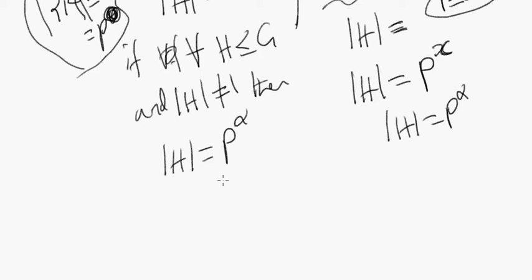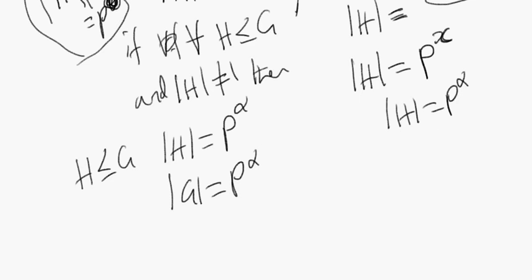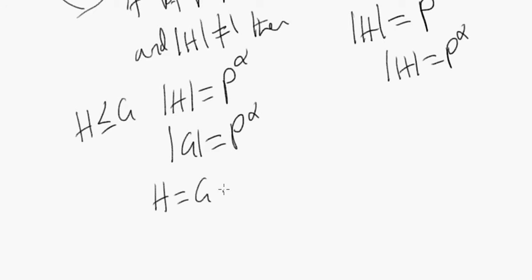If order of H equals p to the alpha and order of G equals p to the alpha, and H is a subgroup of G, can we conclude that H equals G? Okay. So are we saying that the only subgroups of G are, what are the possible subgroups of G then? If every subgroup that's not the identity has order p to the alpha, and every subgroup of order p to the alpha is just G, are we saying that the only subgroups of G are G and the identity group? Okay.